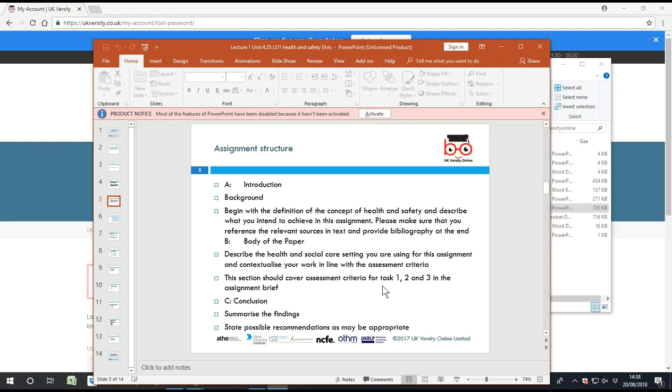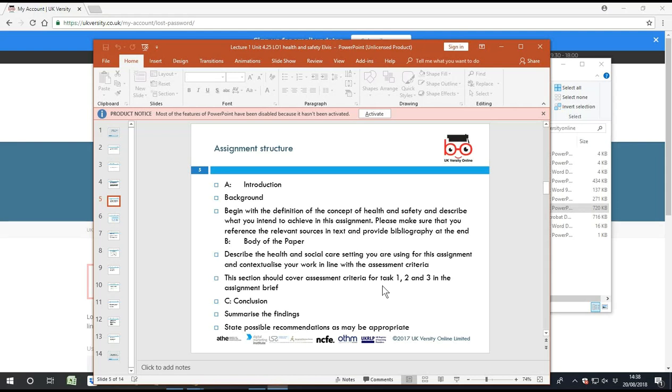Right. Now, apart from the background information, you need to present the main body of the essay that seeks to answer all the assessment criteria. So the first part, you could describe the health and social care setting you are using for this assignment. For instance, if you are working in the care home, use an example of the care home situation.